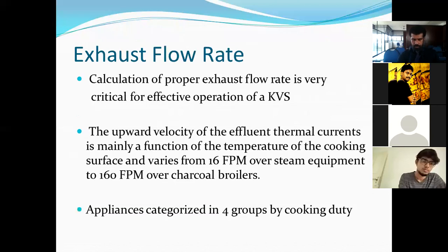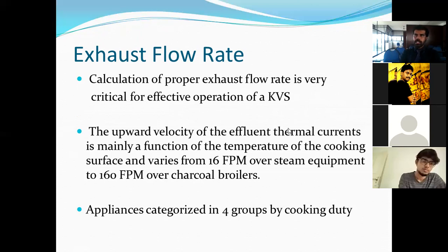Now, exhaust flow rate. Exhaust flow rate means the speed at which the air has to be exhausted out. That speed we call in FPM, feet per minute. It is the velocity. The exhaust flow rate means the velocity of the exhaust air.